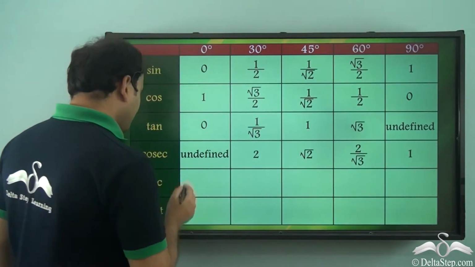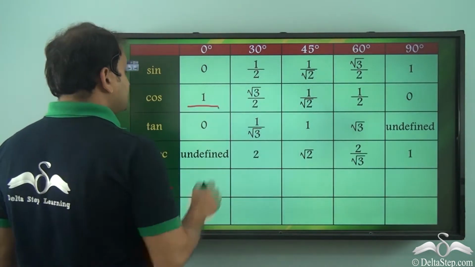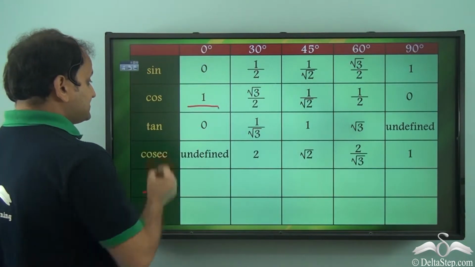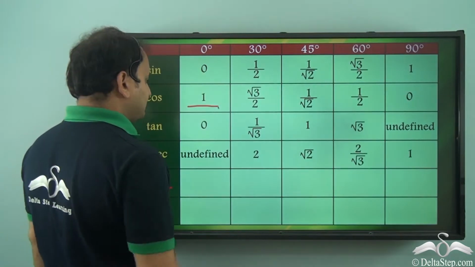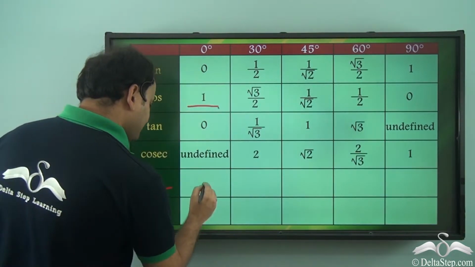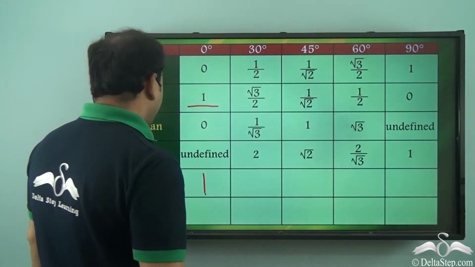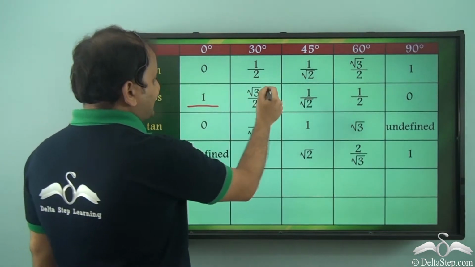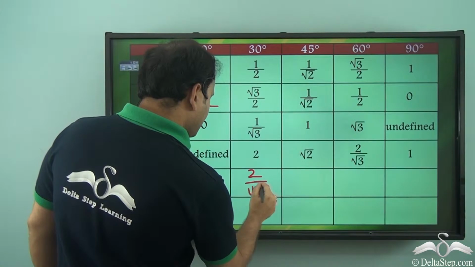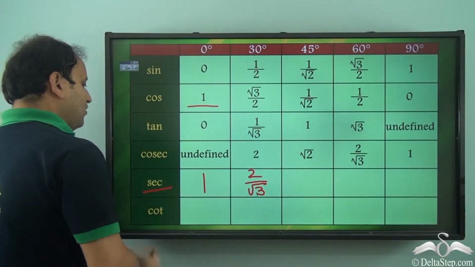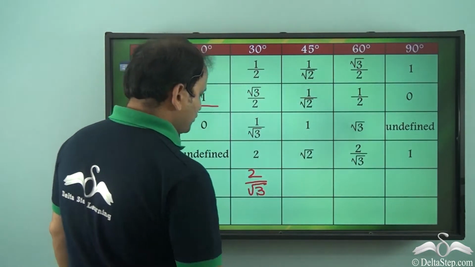Now let's come to sec. Sec is nothing but inverse value of cos. So sec 0 degrees is inverse of cos 0 degrees. Cos 0 degree is 1. So inverse of 1 is 1 itself. So this is 1. Next we have sec 30 degrees. So cos 30 degrees is root 3 by 2. Inverse of it is 2 by root 3. Now sec 45 degrees. Cos 45 degrees is 1 by root 2.